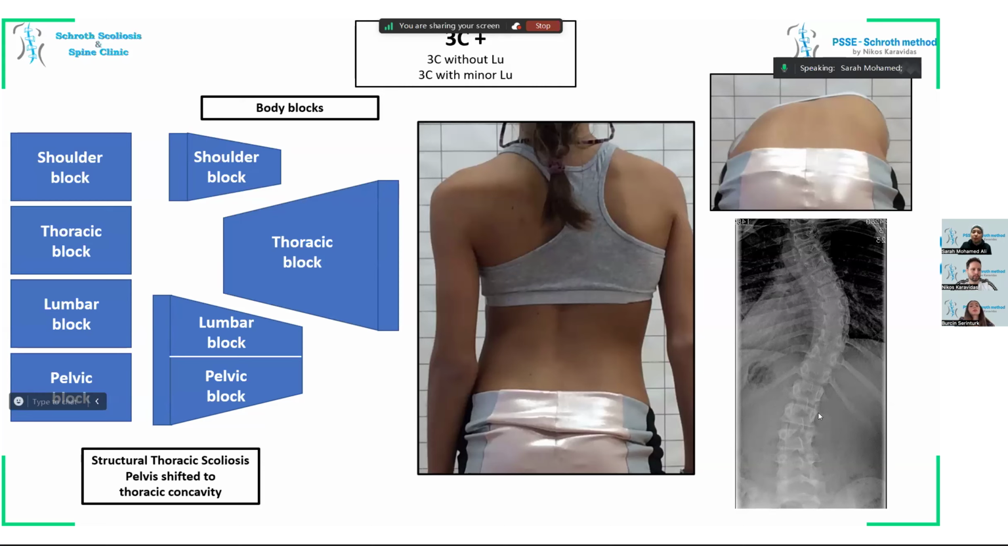Second, I don't have a big rotation of the pedicles. I don't have a wedging of the vertebra or deformation. And even when I measure the cup angle, it's not that big. Okay, so collecting all of these criteria together, it leads to the conclusion that this curve is a minor lumbar, or even I don't have a lumbar, so I give it the 3C plus sign. The 3C plus means that I can do an overcorrection to my main curve, which is the thoracic curve. Okay?